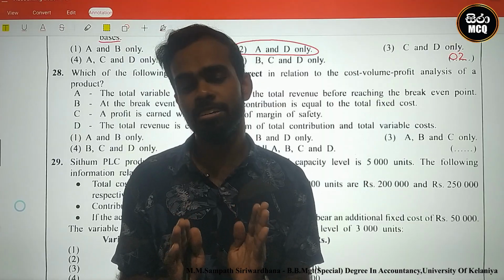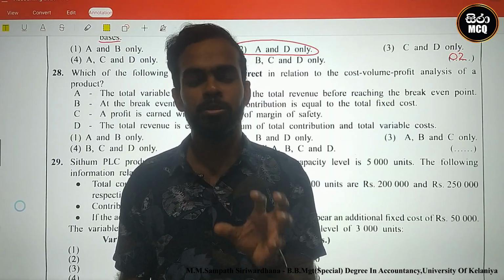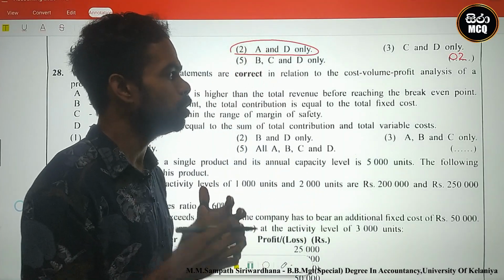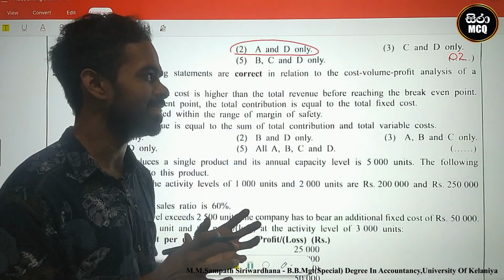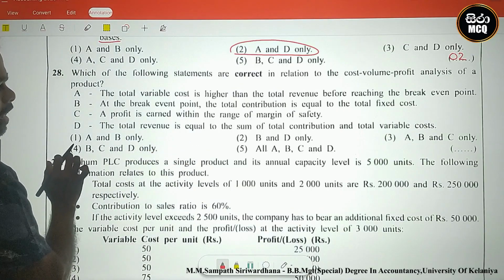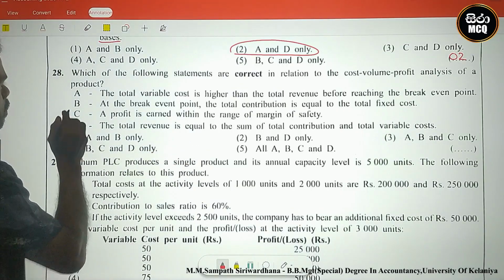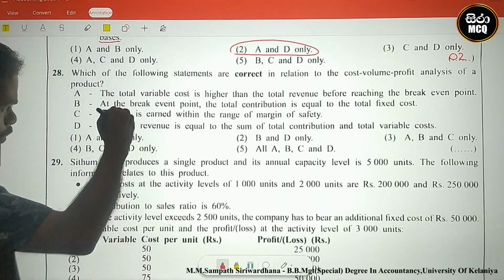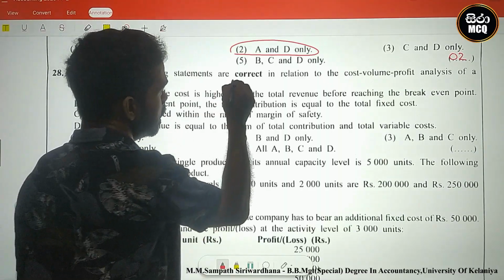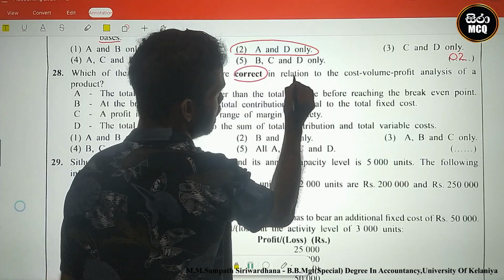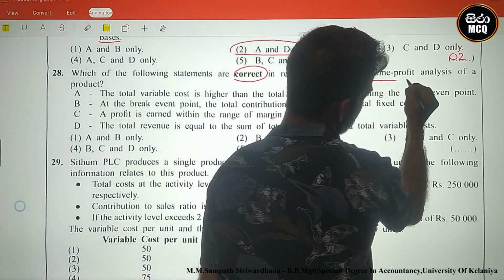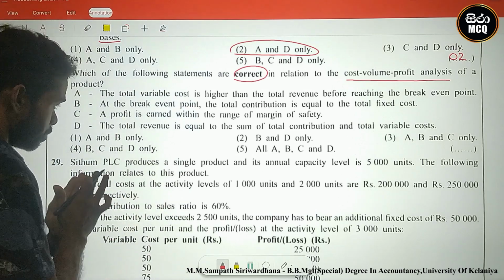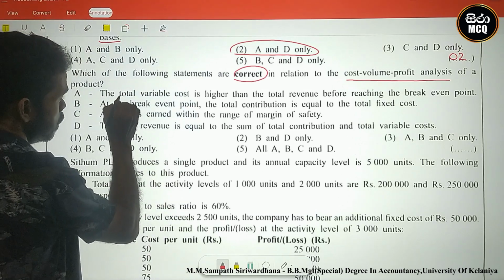Today we discuss Advanced Level A-Level Accounting Paper 2025 question number 28. This is related to cost, volume, profit analysis. This is the theory part. Look here, what is the requirement? Which of the following statements, there are 4 statements there, are correct in relation to cost, volume, profit analysis of a product. Look here, this is the first statement.